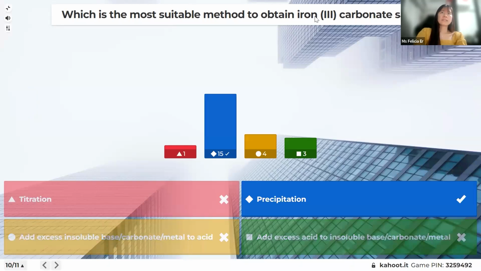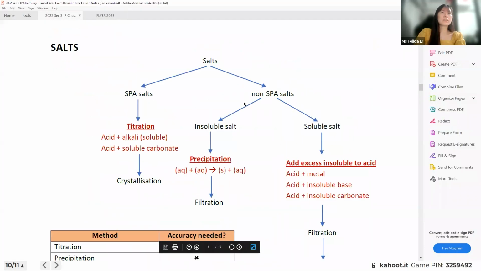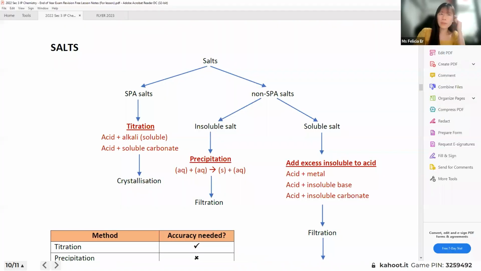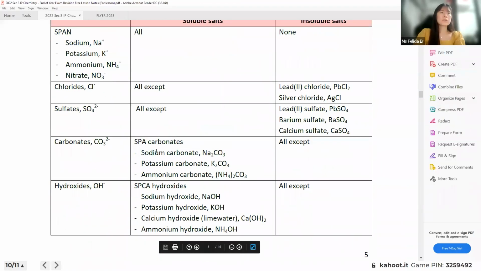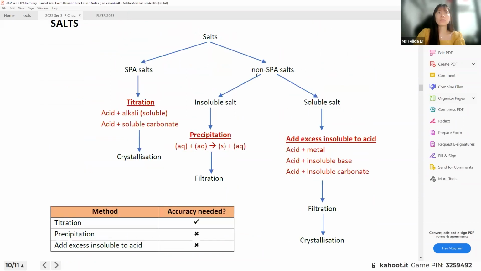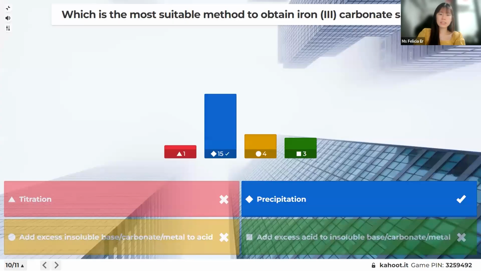So the answer is precipitation. Because first you check iron 3 carbonate got spa or not. It's not SPA, right? This is I. So if this is I, that means it will be non-SPA. So non-SPA, next you check, is it soluble or not? So in this case, it is actually iron carbonate. So you check, is iron carbonate soluble, or by right, you should have memorized by now because your exam is coming. So carbonates, all are insoluble except SPA. So that means iron carbonate is insoluble. So once you reach here, insoluble. So the answer will be precipitation. Okay? Yeah, like that.